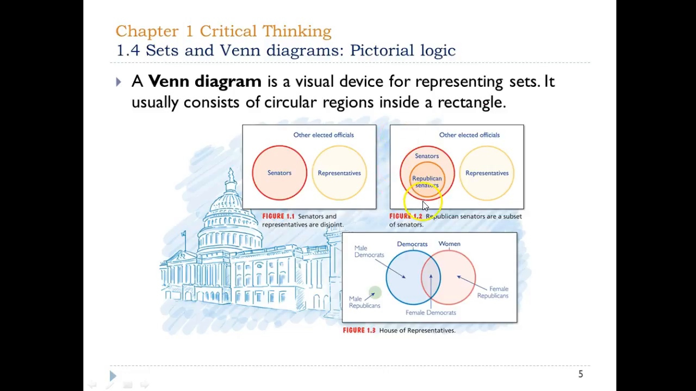Here, within the set of senators, you have Republican senators. Republican senators is a subset of the set of senators.